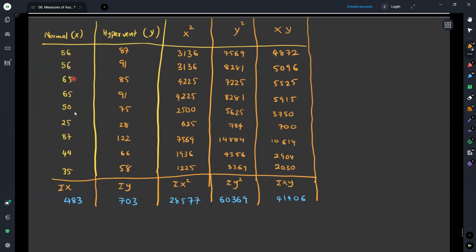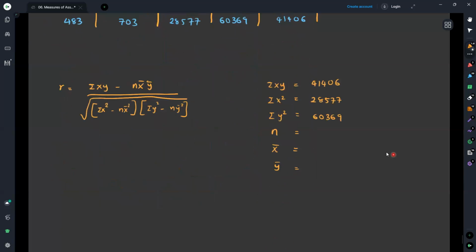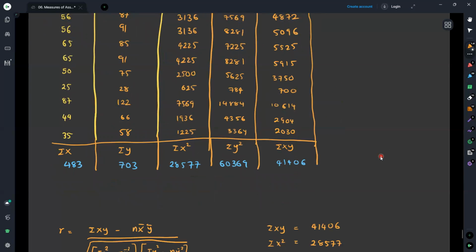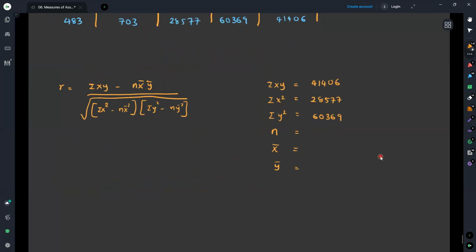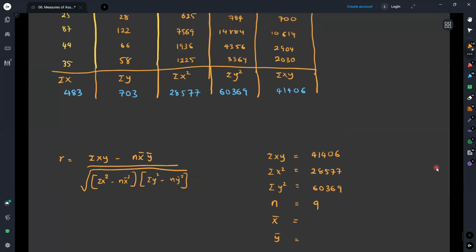We can see how many values there are, which is the number of ordered pairs in the data set. Therefore, we have selected 9 students for the experiment, so the value of n would be equal to 9. Then the value of x bar has to be calculated.